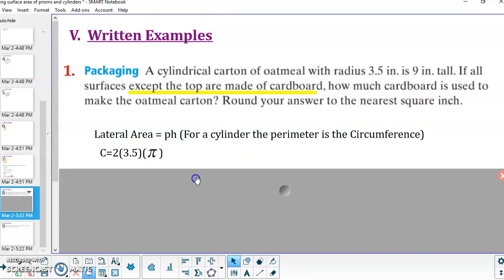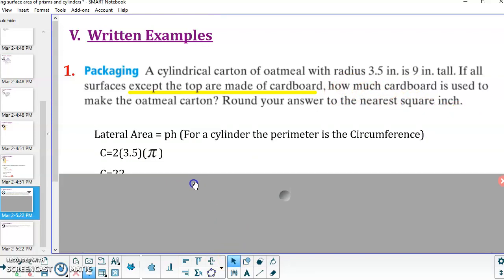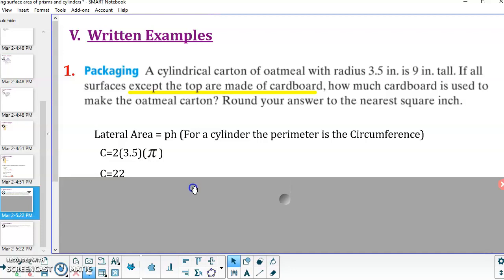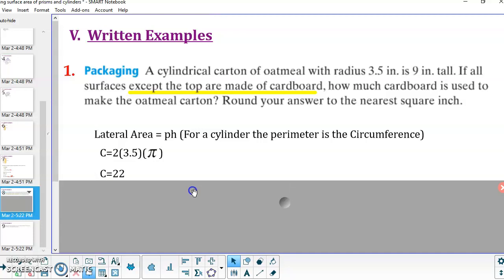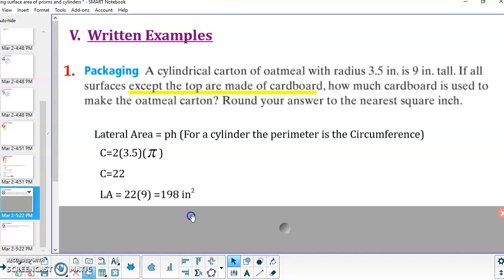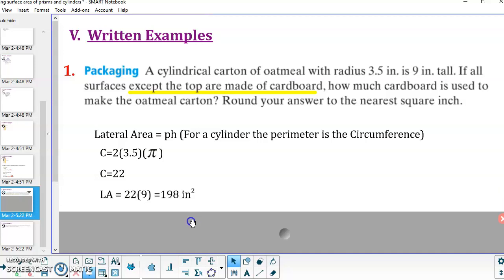So again, in order to find the lateral area, I'm going to have my circumference times the height. So circumference is going to be 2 times 3.5 times pi. And this says to round to the nearest square inch. So I'm just going to type that all in my calculator, and I'll get 22 for that. And then I'm going to do my lateral area. I'm going to do 22 times that height of 9, and I'm going to get 198.